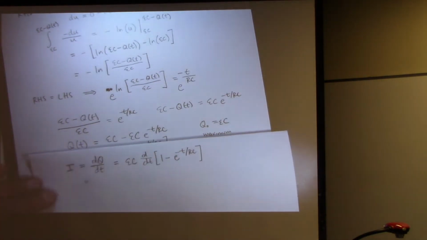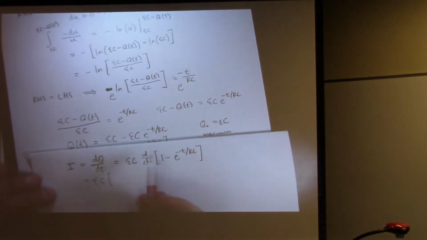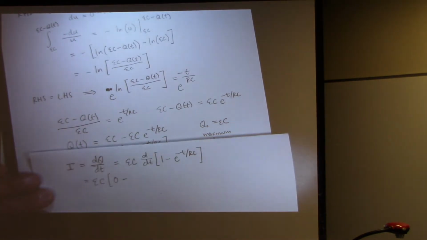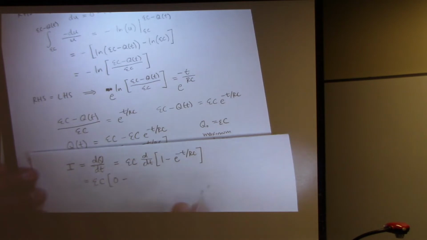Okay, so we've got the constant epsilon C out front. If I take the derivative of the first term, that's just the derivative of 1 with respect to time, but that's a constant, so that's not changing. My second term already has a negative sign there, so let's keep that straight. And I'm taking the derivative of an exponential function, but it's not a pure exponential function. I actually have to use the chain rule and take the derivative of what's inside.